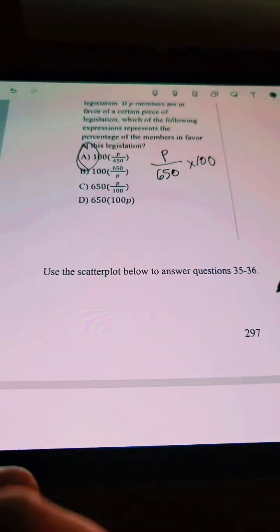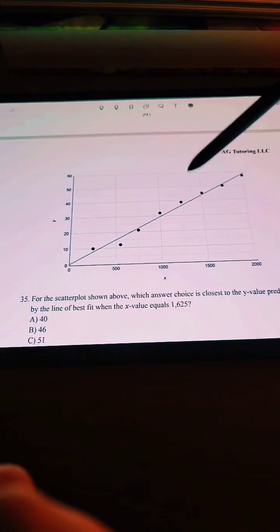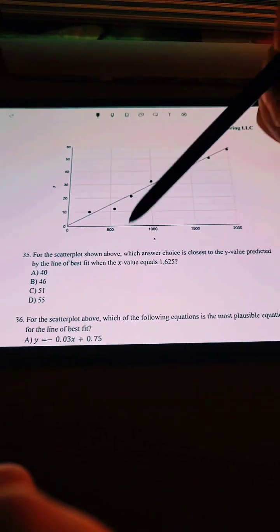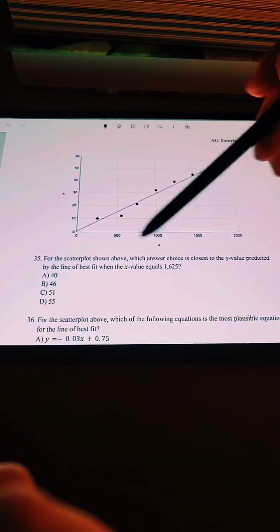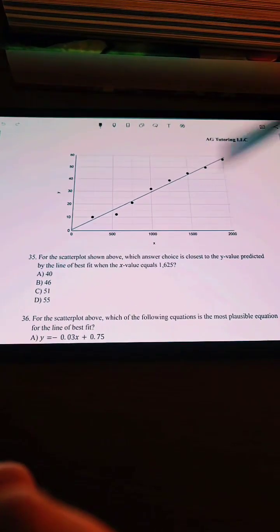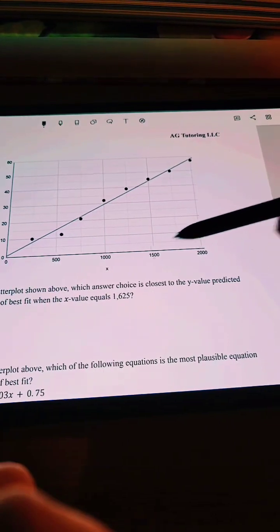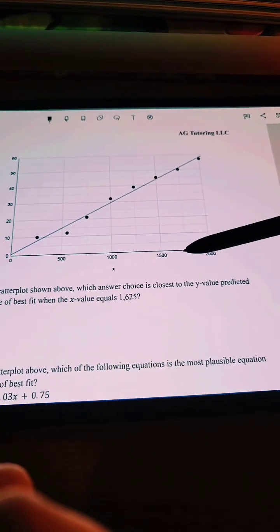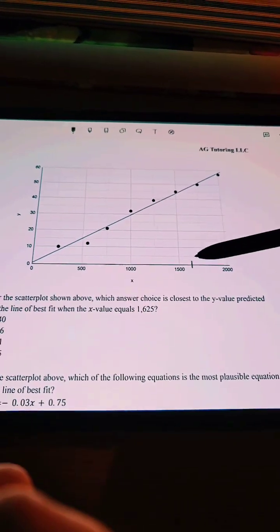And then let's go now to, oh, it's not there, it's over here. 35, which is, 35 and 36 are referring to this right here. So for the scatter plot shown above, which answer choice is closest to the y value predicted by the line of best fit when the x value equals 1,625? So let's see where that is. Halfway between 1,500 and 2,000 is going to be 1,750. Then if you go halfway between the 1,500 and the 1,750, that's going to be 1,625.